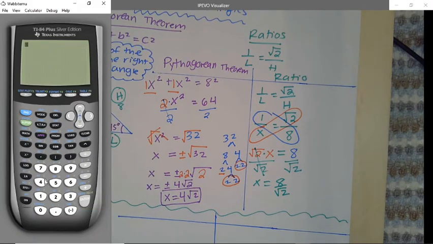Okay, so if I type 4 square root, which the square root is right above the x squared key, so I'm going to hit second x squared. 4 root 2, if I hit equals, it's about 5.666. Okay, if I do 8 divided by the square root of 2, oops.